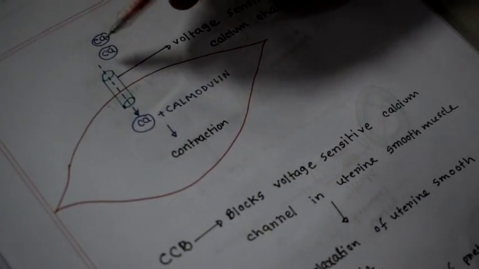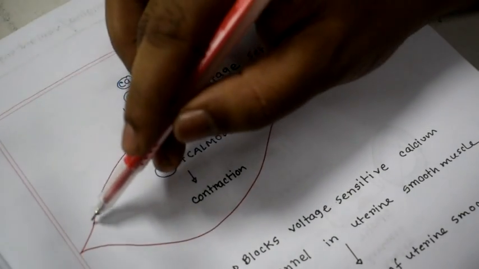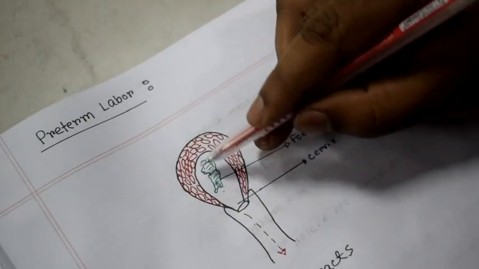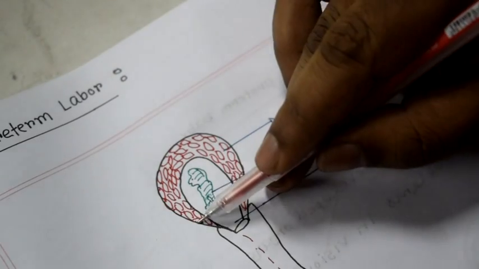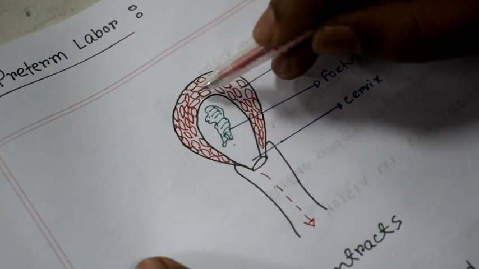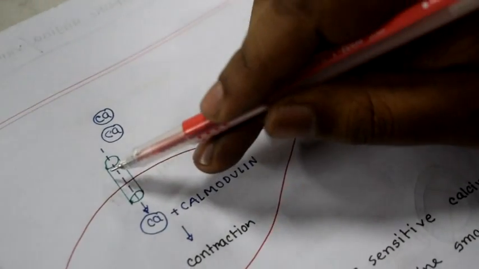So what can we do? Suppose a lady comes to you and her uterus is contracting at 28 weeks. So what can you do? Now we can see how uterine smooth muscle contracts. The uterus has three layers, you know. This is the endometrium, this red layer is the myometrium, and the outside black layer is called the perimetrium. In the myometrium we have uterine smooth muscle. This uterine smooth muscle has calcium channels on its surface.